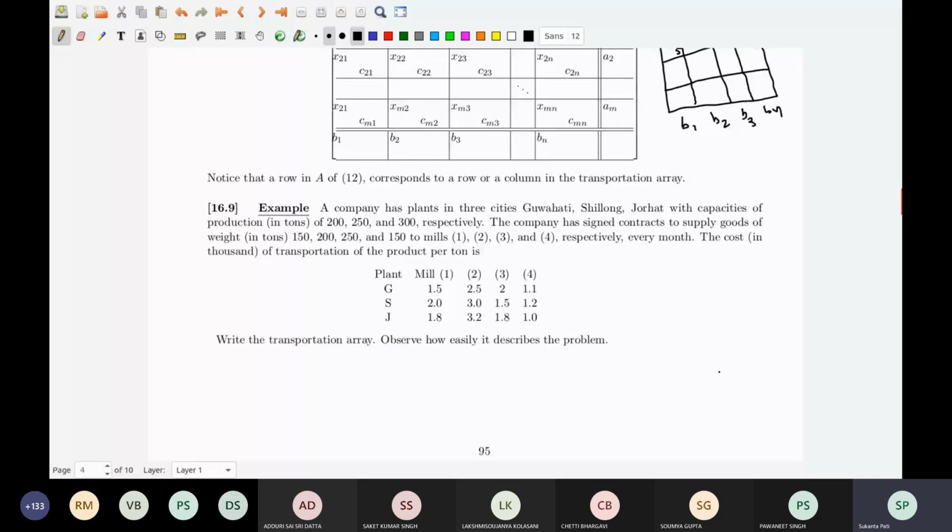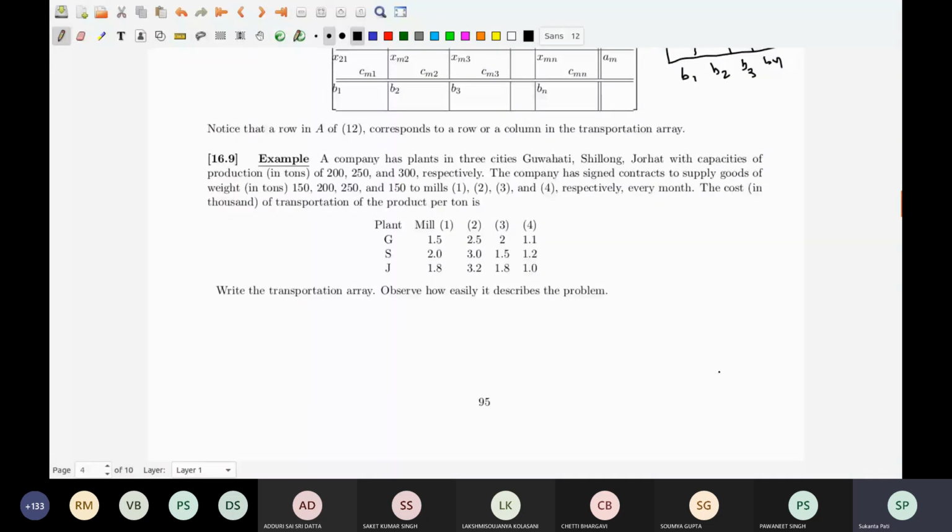A company has plants in 3 cities, Guwahati, Shillong and Jorhat. These are 3 places in Assam only. The production capacities are 200, 250 and 300, and it has signed contracts to supply goods to 4 different mills. The contracts are for 150, 200, 250 and 150, per month. The cost of transportation per unit, where the unit is a ton, is given in this matrix.